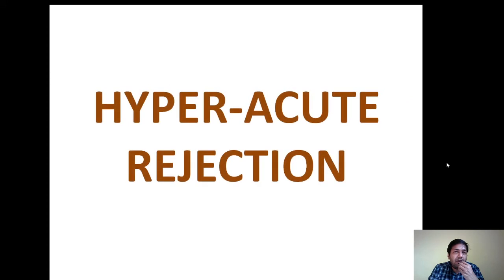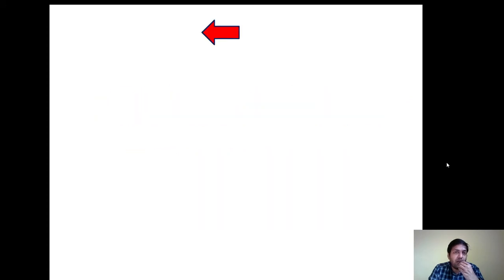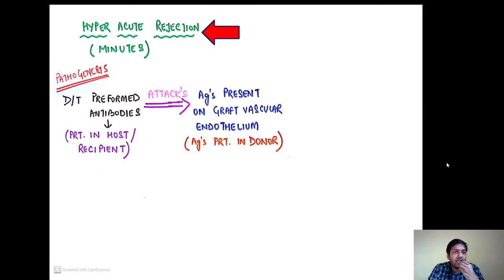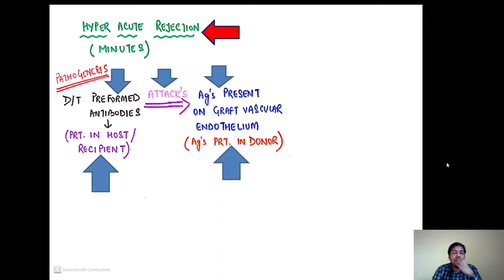So number one, we are going to start with hyperacute rejection. Now what is hyperacute rejection? Hyperacute rejection occurs within minutes, and if we look at the pathogenesis, it occurs because of preformed antibodies. What is the meaning of preformed? Some antibodies were already present in the body, and as soon as the graft was transplanted, there was a reaction. So in minutes the rejection occurs. It is because of preformed antibodies which are already present in the host or recipient, which are going to attack the antigens present on the donor graft vascular endothelium.